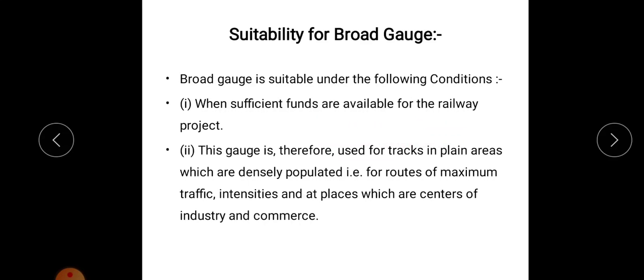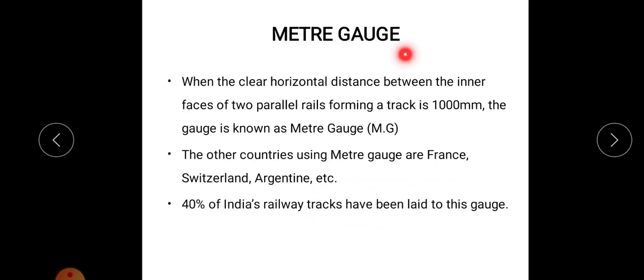This gauge is therefore used for tracks in plain areas or which are densely populated, that is, for routes of maximum traffic intensities and at places which are centers of industry and commerce. In these situations we provide broad gauge. Next is meter gauge.